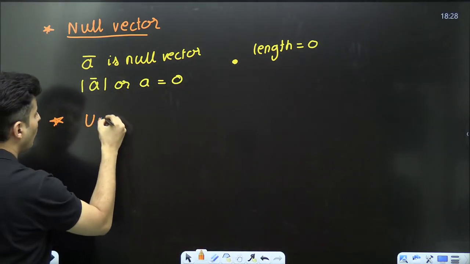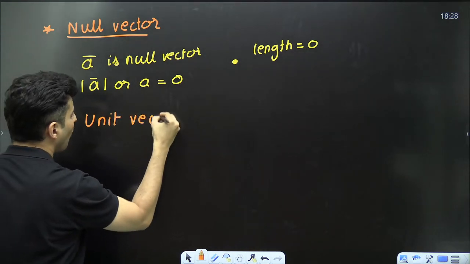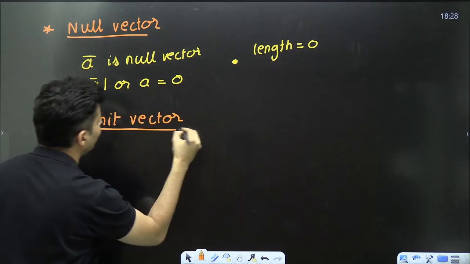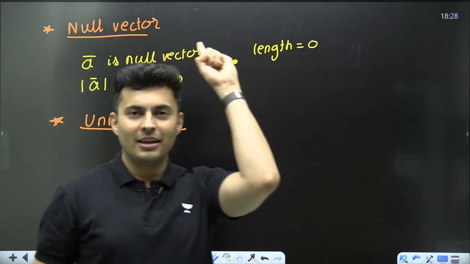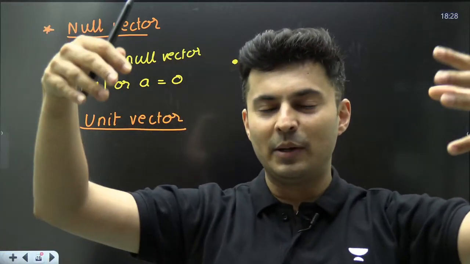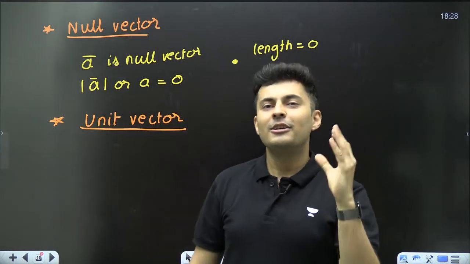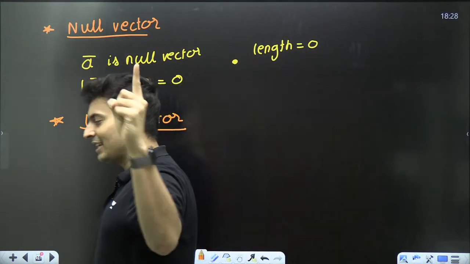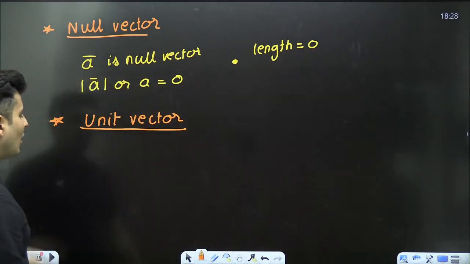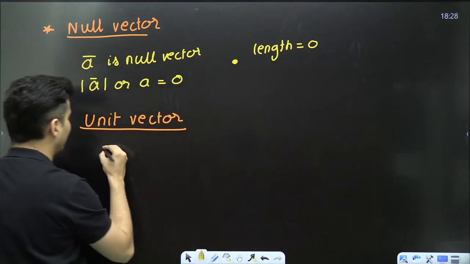Moving on. Unit vector, guys. The name only tells you everything. Unity. Alexa, unity means many people. No. Yeah, that is fine. That is in English. But in mathematics, in physics, unit is one. So exactly, a unit vector is a vector whose magnitude is one.